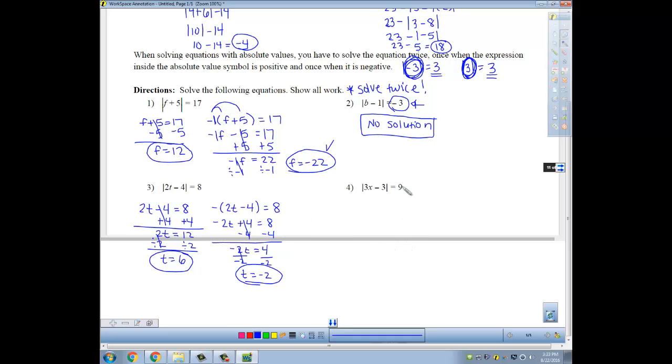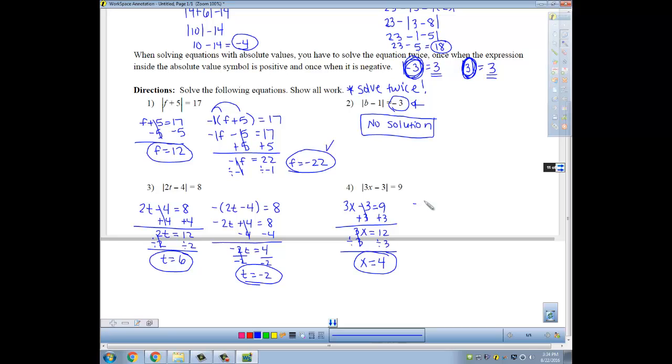Number 4, very similar. You want to check to make sure that the number on the right side of the equation is positive, which it is. Then we can go ahead and solve. 3x minus 3 equals 9. Add 3 to both sides to get 3x equals 12. Divide both sides by 3 to get x equals 4.